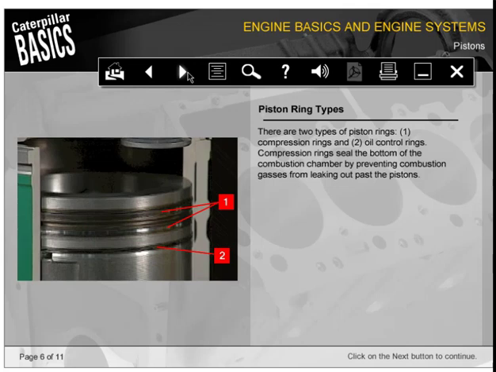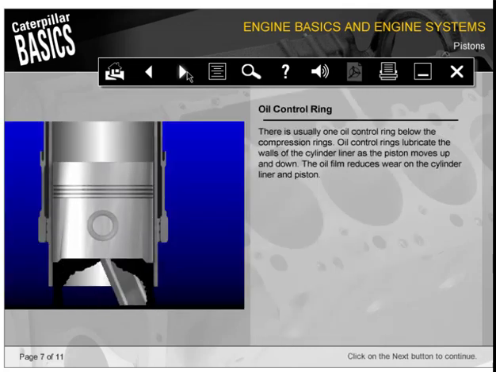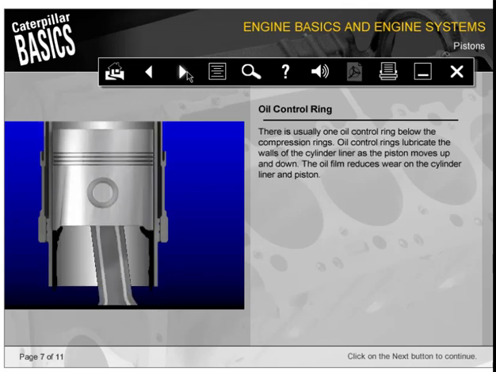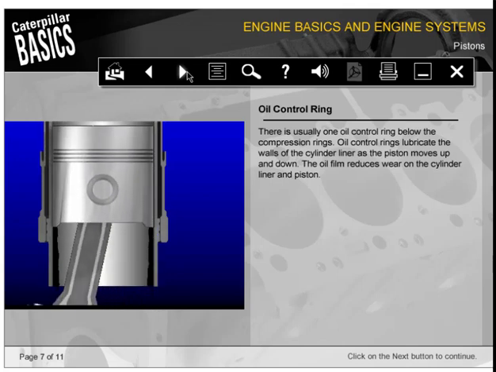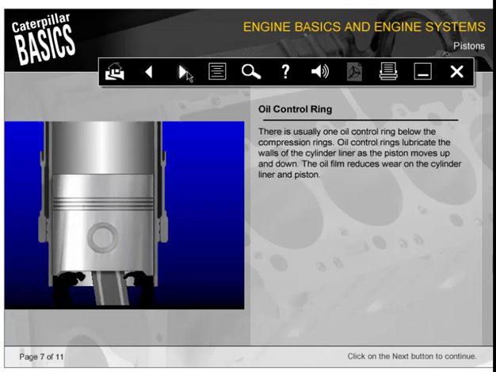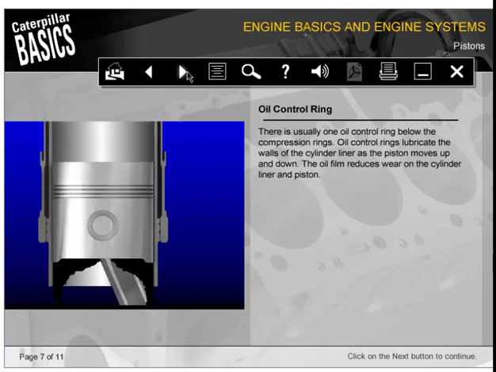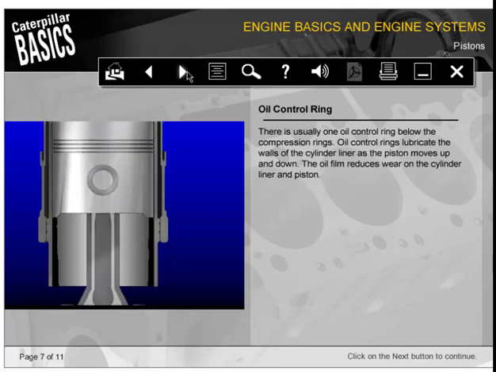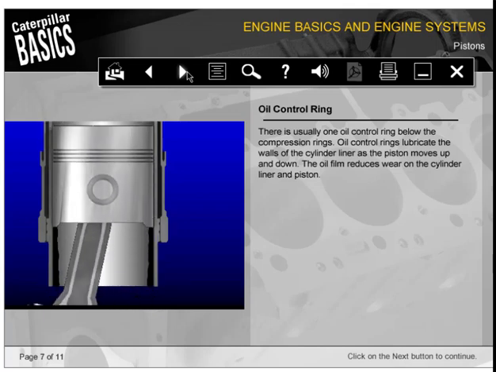There are two types of piston rings, compression rings and oil control rings. Compression rings seal the bottom of the combustion chamber by preventing combustion gases from leaking out past the pistons. There is usually one oil control ring below the compression rings. Oil control rings lubricate the walls of the cylinder liner as the piston moves up and down. The oil film reduces wear on the cylinder liner and piston.